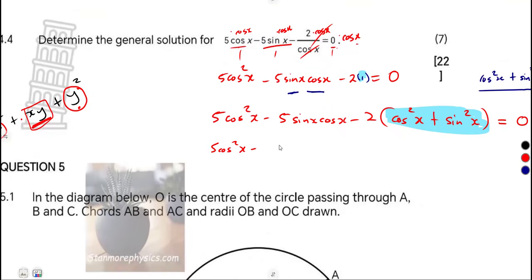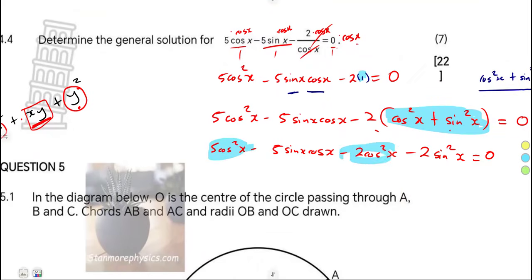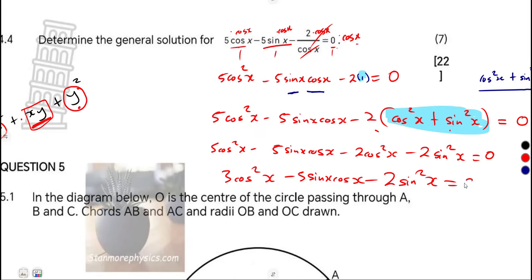5 cos squared of x minus 5 sine x cos x, and then -2 times cos squared of x, -2 times sine squared of x, equal to 0. Collecting the like terms, we've got a cos squared and a cos squared here. So 5 minus 2 is 3 cos squared x, minus 5 sine x cos x, then minus 2 sine squared of x is equal to 0.